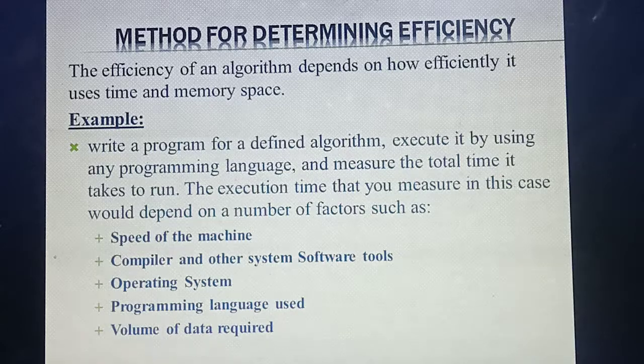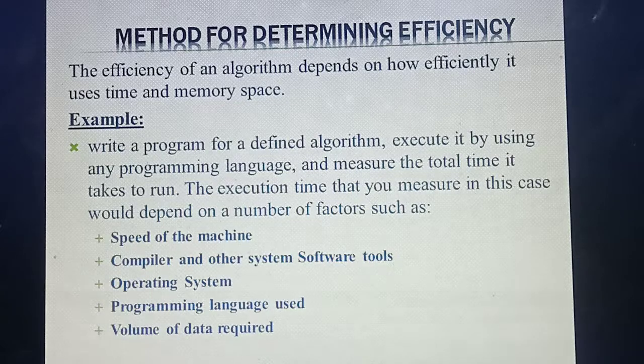Okay, so the execution, that is the running time, depends upon what factors. While you are running the program, it will take some time to execute. So time to execute, based on what factors will it take some time to execute? Okay, what are the factors, listen. First one is the speed of the machine.